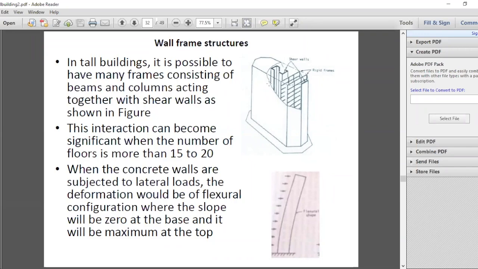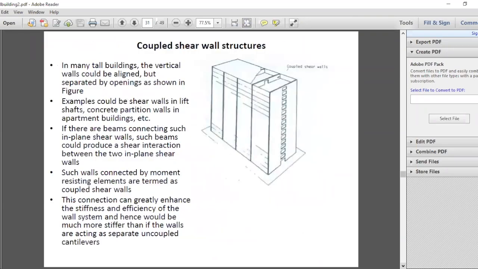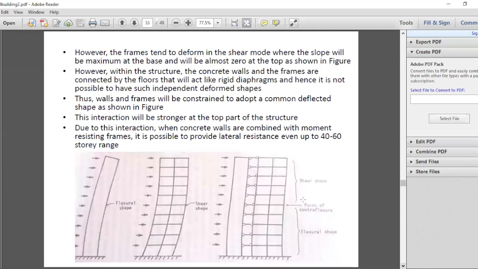But when you look at the structure, these are the shear walls, these are the frames. They are all connected by the rigid diaphragm at each floor level. So what happens is, there will be a certain amount of interaction between the wall and the frame. So first we have to see what is the behavior of the frame. Frames deform in the shear mode or shear shape. Walls deform in the flexural shape.